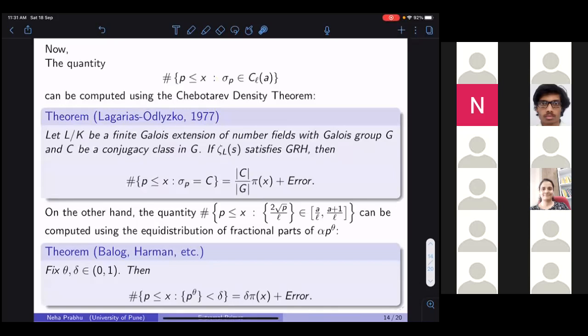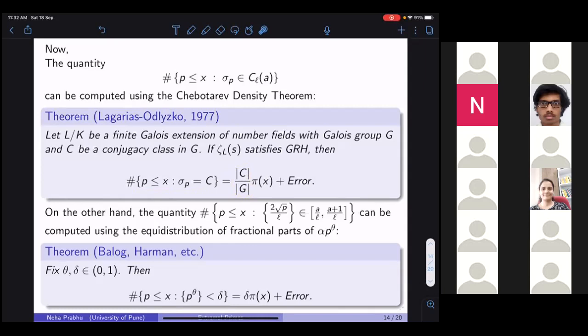if you take any finite Galois extension of number fields, you know that this quantity is the proportion of the size of a conjugacy class divided by the size of the Galois group, times pi of x, plus some error. Okay, this was proved. The first error term was given by Lagarias and Odlyzko in 1977.